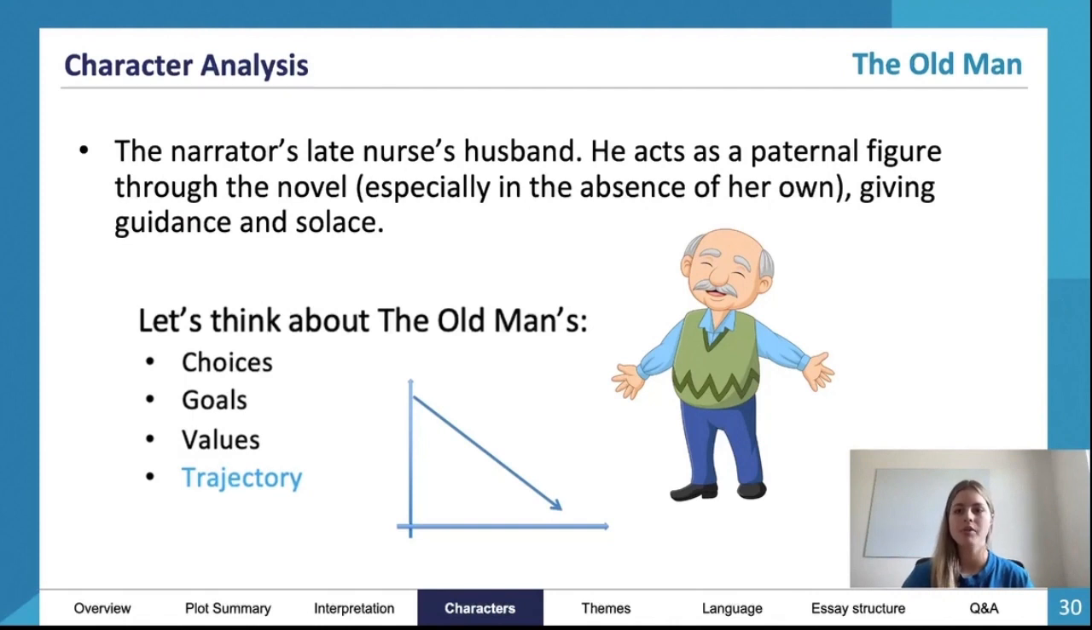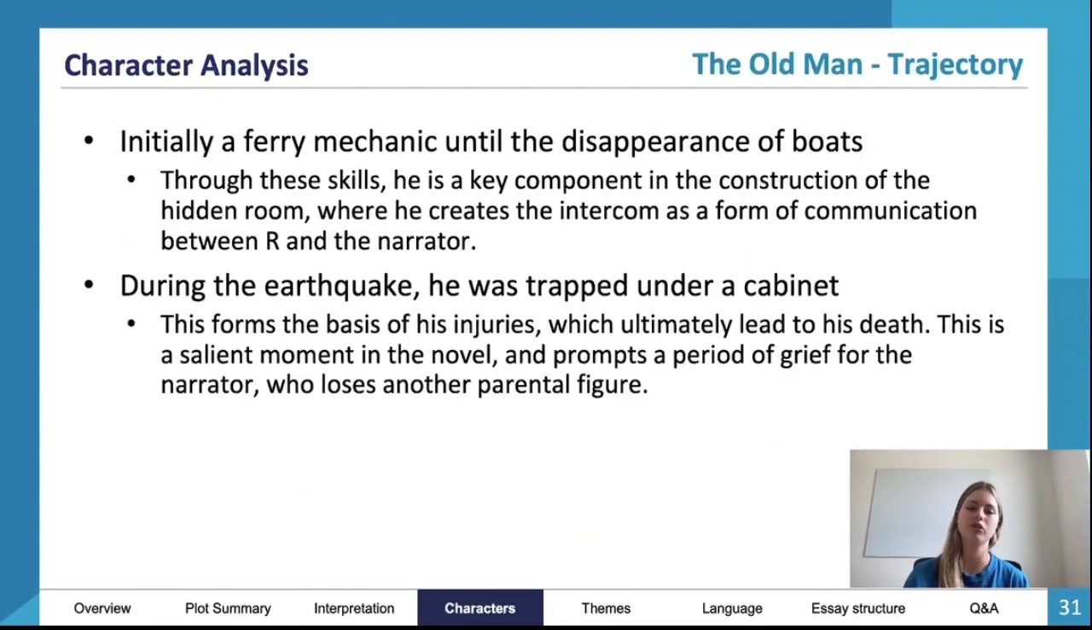Okay, perfect. The old man, the narrator's late nurse's husband. He acts as a paternal figure throughout the novel, especially in the absence of her own, as her parents have passed. And he gives guidance and solace throughout the novel for the narrator. So, thinking about essay points, we could think about the old man's choices, his goals, values, and trajectory.